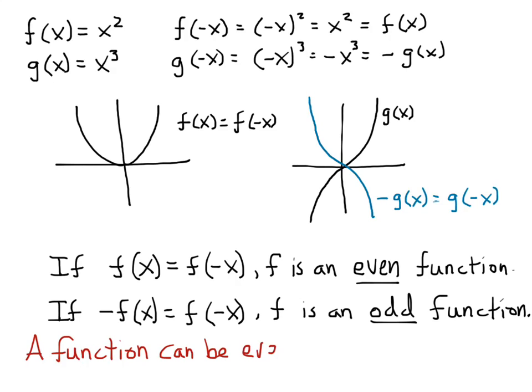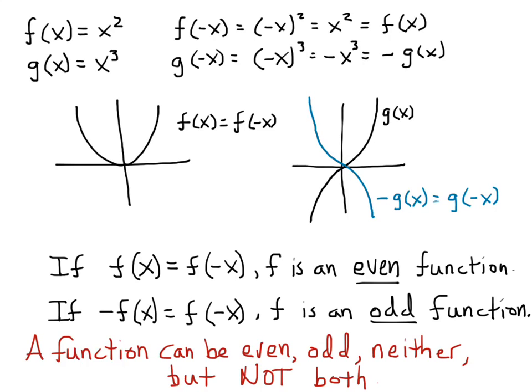So we can have a function that can be even, odd. Most functions that you come up with are neither, but you can't be both even and odd. That's not possible to do. But it's possible, of course, to be neither.